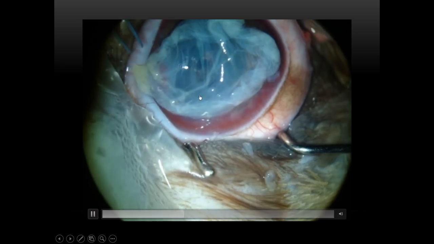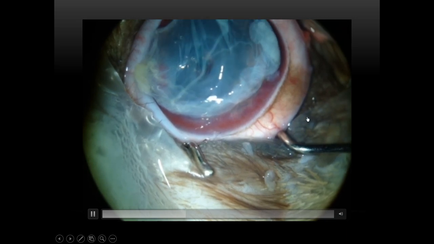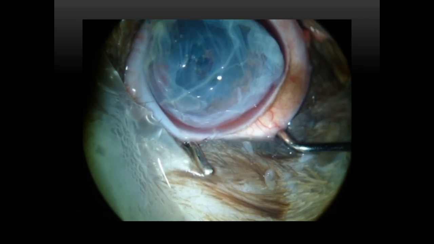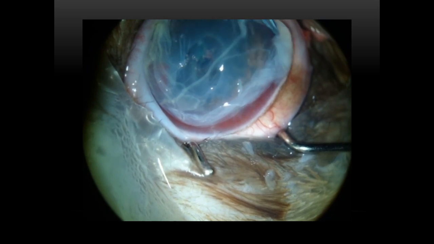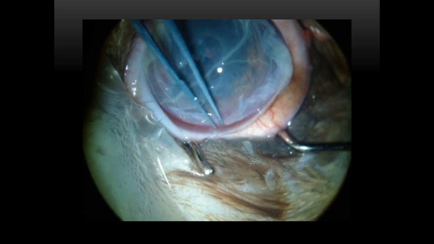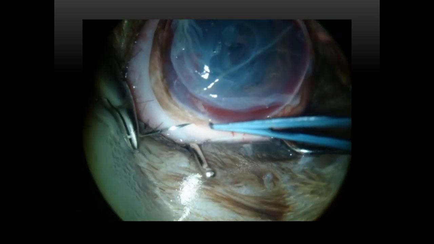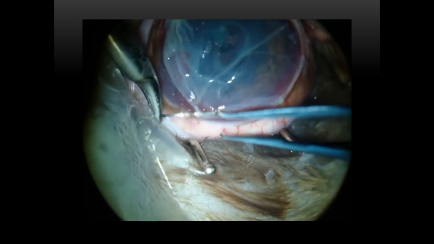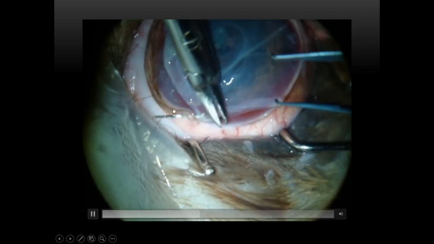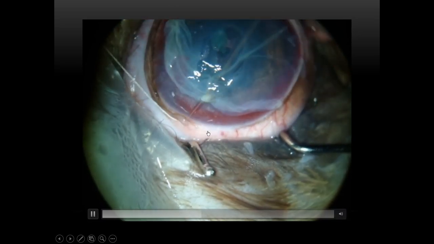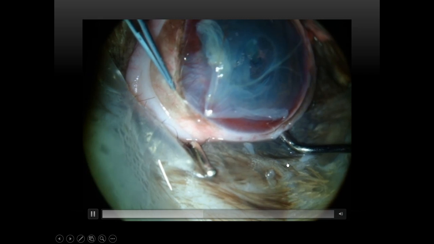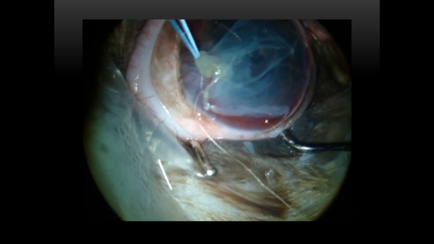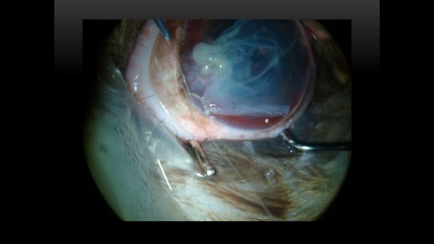So this is the first layer of the amniotic membrane. The first layer is the hardest one to put in. So just opening the first layer graft. And then here you can use a 7-0 suture and anchor the amniotic membrane 360 degrees on the bulbar conjunctiva. So the first layer is the trickiest one.